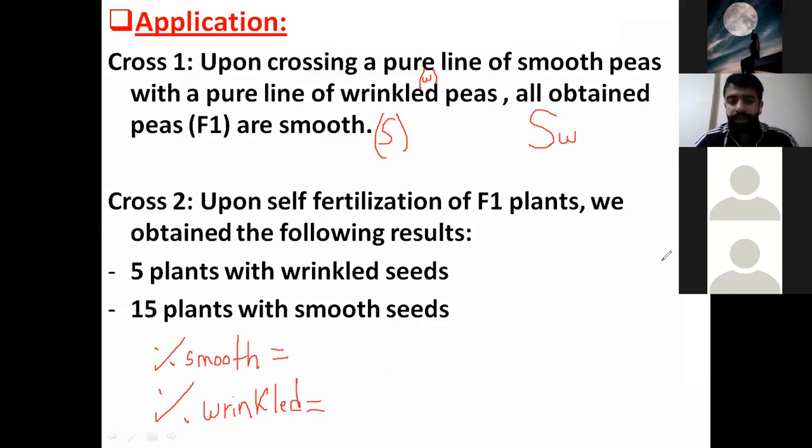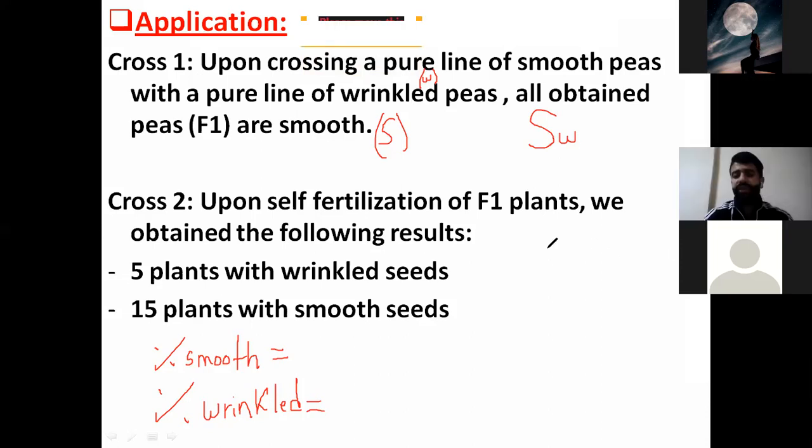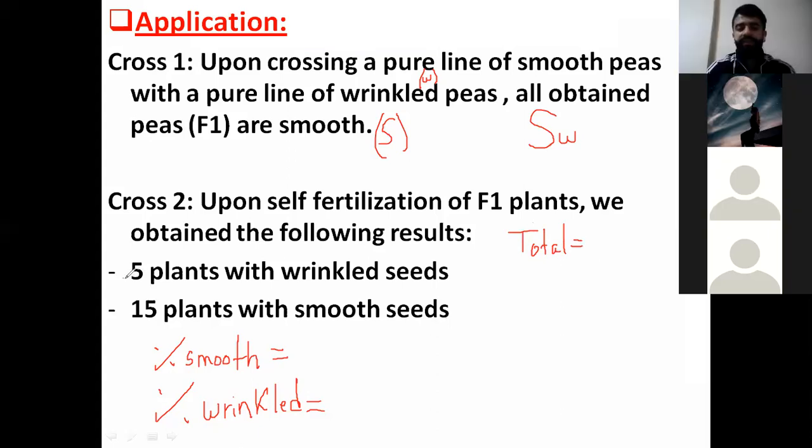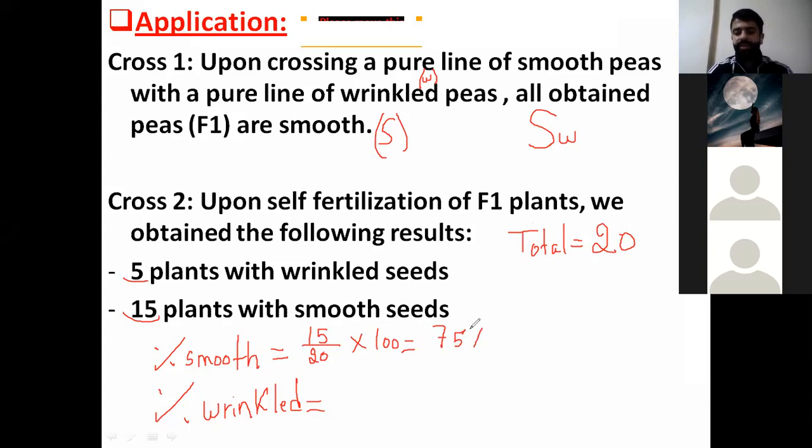Percent of x is equal to x over total times 100. I want the smooth. How can we calculate the smooth? First step, we have to calculate the total. What is the total? Total is equal to 5 plus 15, which is 20. So how can we calculate the percentage of the smooth? Number of the smooth is 15, so 15 over 20 times 100. By calculating it, it will be 75%. However, percentage of the wrinkled: number of the wrinkled is 5 over the total, which is 20, times 100. So it will be 25%.